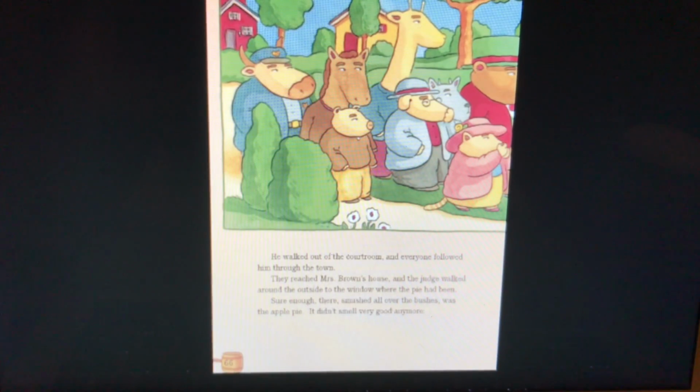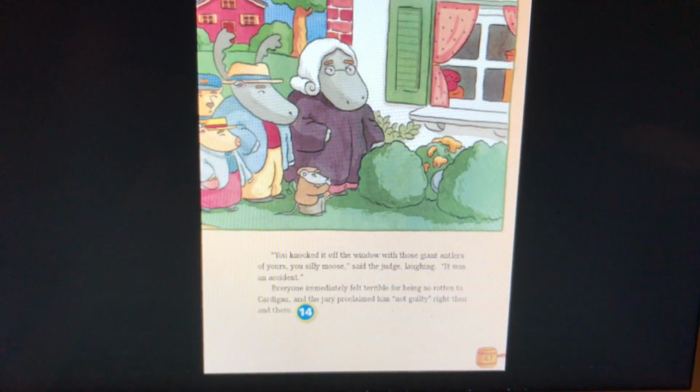He walked out of the courtroom, and everyone followed him through the town. They reached Mrs. Brown's house, and the judge walked around the outside to the window where the pie had been. Sure enough, there, smushed all over the bushes, was the apple pie. It didn't smell very good anymore. "You knocked it off the window with those giant antlers of yours, you silly moose," said the judge, laughing.